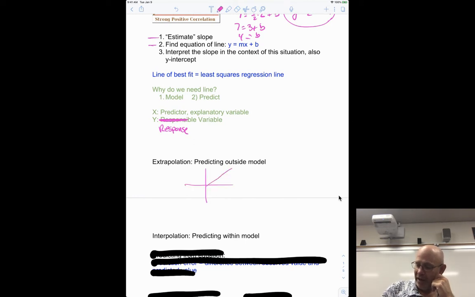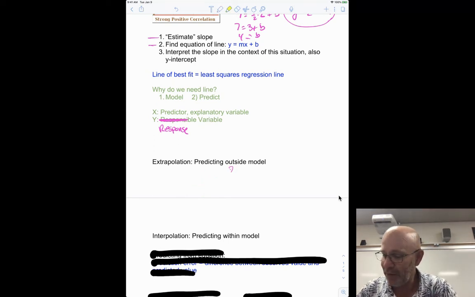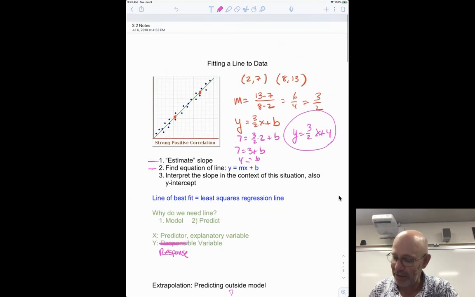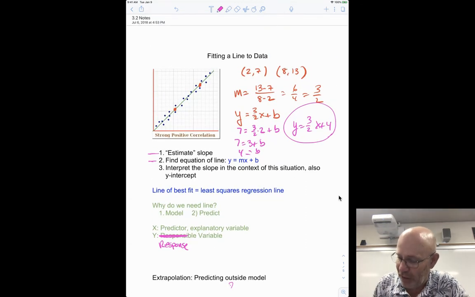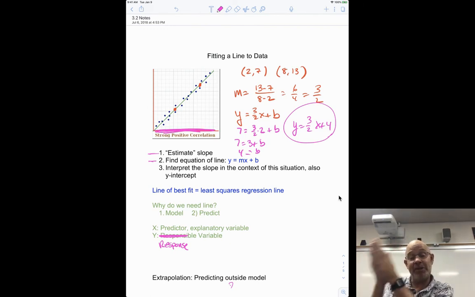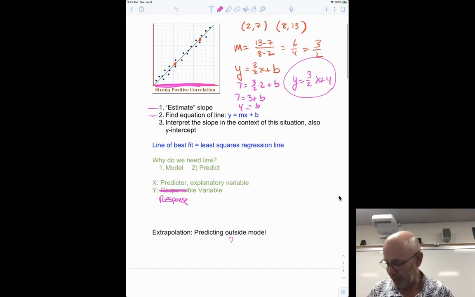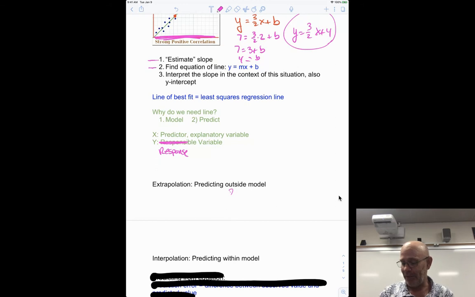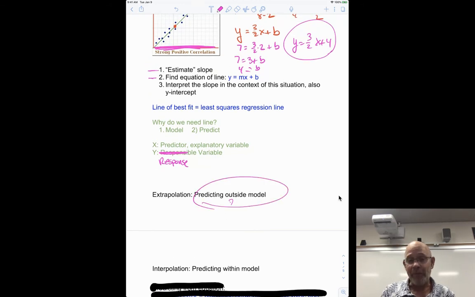If you have a line, oops, let me start that over. Sorry about that. If you have, let's just go back up to this one. If you have this line, if you make a prediction for any of these x values in here, that's called interpolation. Your data goes from some x to some other x. Any prediction inside of that is called interpolation. If you jump outside the data, outside the model, it's called extrapolation.